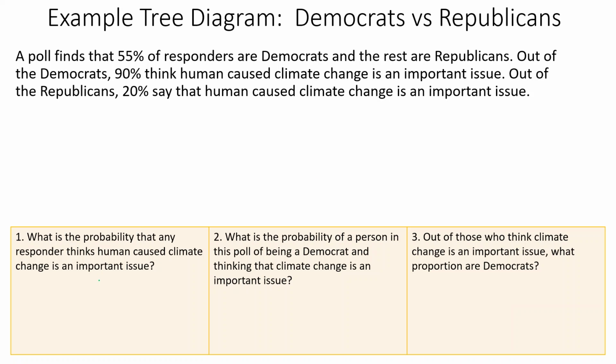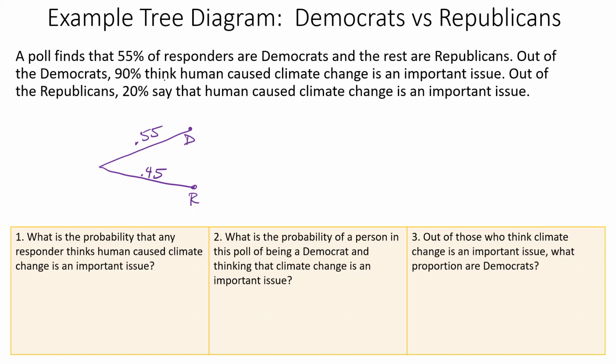All right, next up, let's make another tree. Let's pick another color. How about purple? A poll finds that 55% of responders are Democrats and the rest are Republicans. So let's see. That's our first branch then. So we've got Democrats and we've got Republicans. We've got 0.55 that are Democrats. So that means 1 minus that is 0.45 that are Republicans.